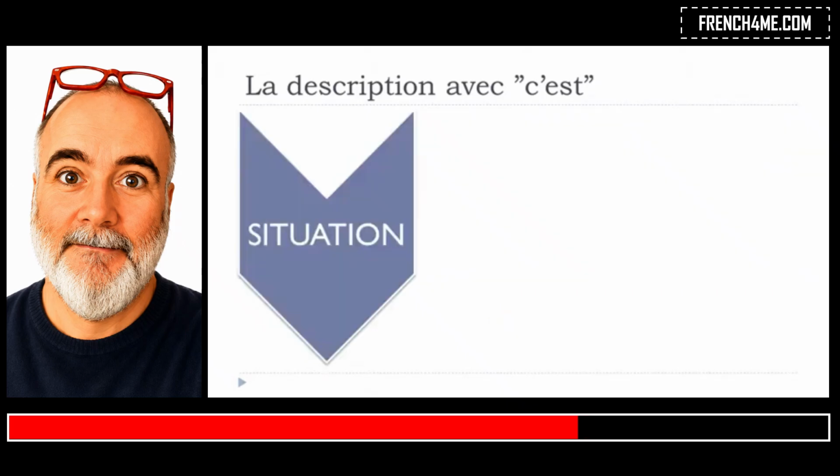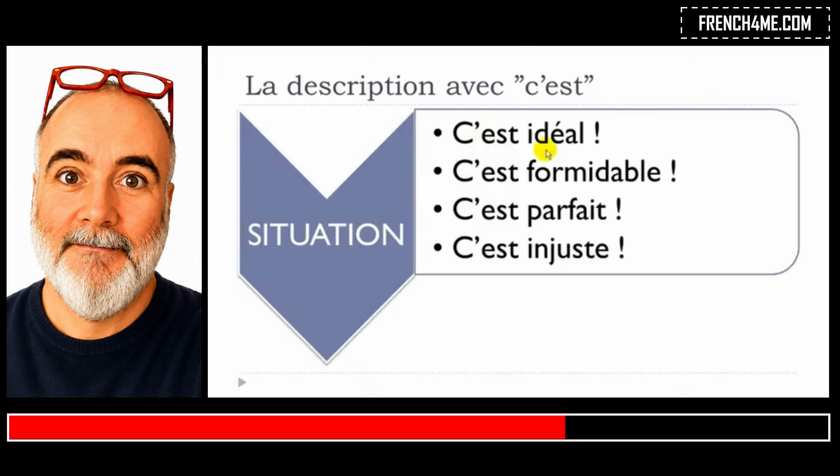Okay, let's see another example. So if you want to describe a situation, for instance, it would be an option. So idéal, ideal, c'est idéal. Formidable, c'est formidable. C'est parfait. So it's perfect. And then c'est injuste. Injuste, the opposite of juste, and it's not fair, unfair. So c'est idéal, c'est formidable, c'est parfait, c'est injuste. Same thing here, remember that all these adjectives are at the masculine form.